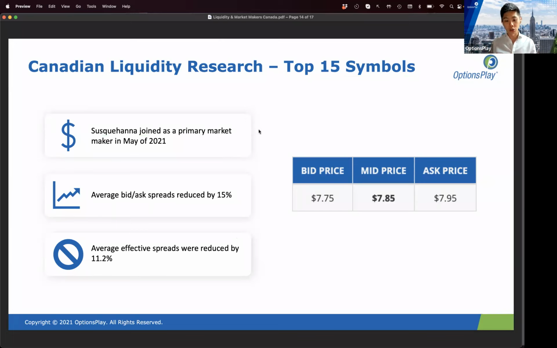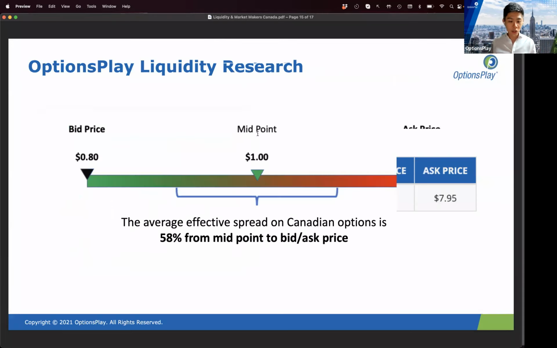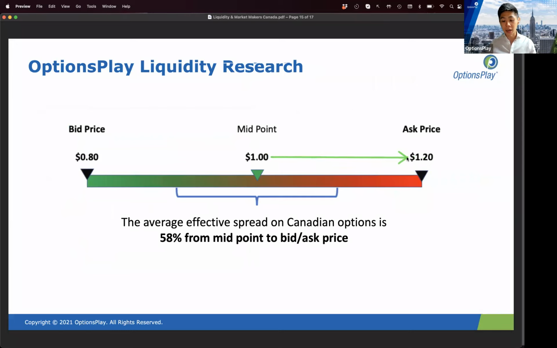We wanted to measure, based on the bid-ask spread, where should you place your trades to get filled? And this is really where we did some research, where if you assume a midpoint of $1 and an asking price of $1.20, we wanted to measure at what point do you want to place your orders? Do you want to place it at 101, 103, 105, 110, 115? Where do you get filled?